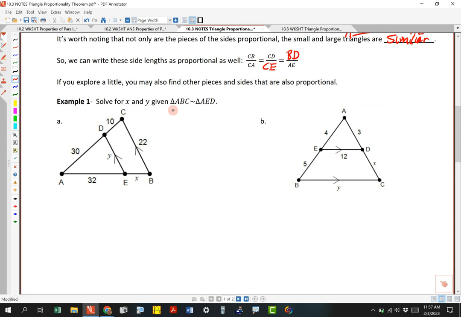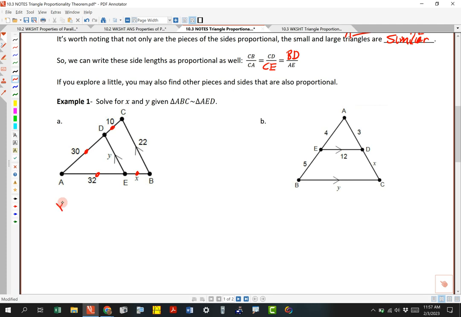So it says solve for x and y, and it says these are similar. Okay, so it actually goes to the trouble of telling us they're similar, even though we could figure out that they're similar just by statement here. So let's find x. So x is a piece. So let's match up this side with this side and this side with this side. Or I should say this piece with this piece and that piece with that piece.